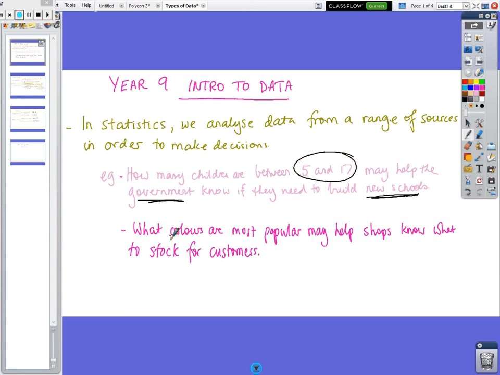Or if you looked at what colours were the most popular in a particular season, then shopkeepers would know what stock to have. Okay, so you make decisions, it mightn't be numbers, it might be colours. Okay, so copy that and come across.